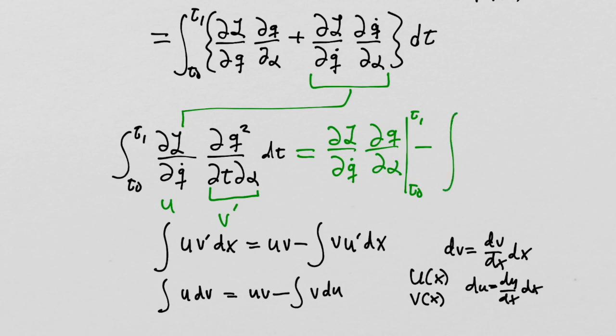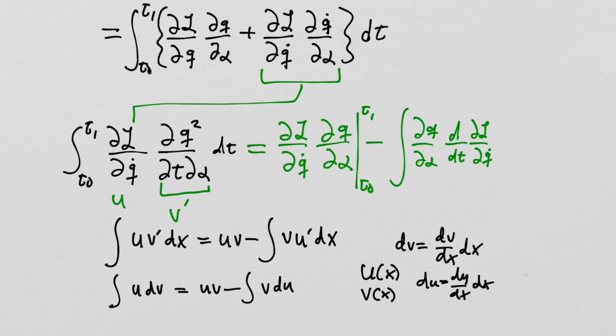And then from that, we have to subtract the integral of this. Oh, wait, what am I saying? No, we have to finish the integration by parts. Sorry, that's not next yet. I need v, which we've figured out was dq partial alpha, times u dot, which is the time derivative of this first term. So that's d by dt of the partial of the Lagrangian with respect to q dot. And that's dt from t0 to t1.